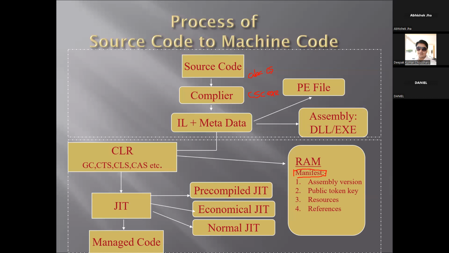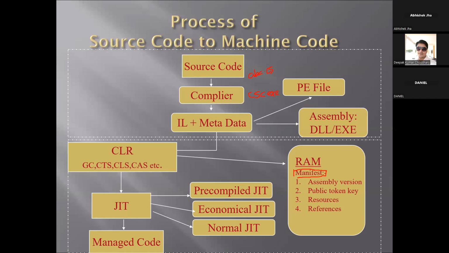If that .NET 7 is not available in your operating system, then your operating system will throw a message: this application can't run in this operating system, we require .NET 7. That kind of alert will appear. That alert you are not writing in your program. It is automatically detected by the operating system, because that manifest file is available.